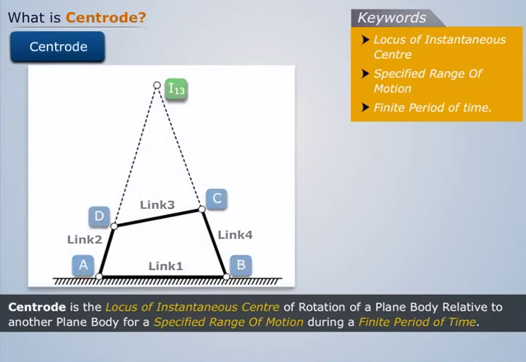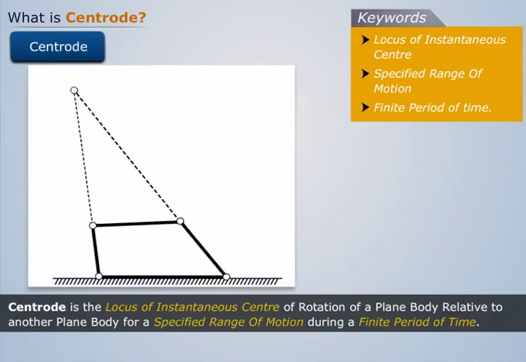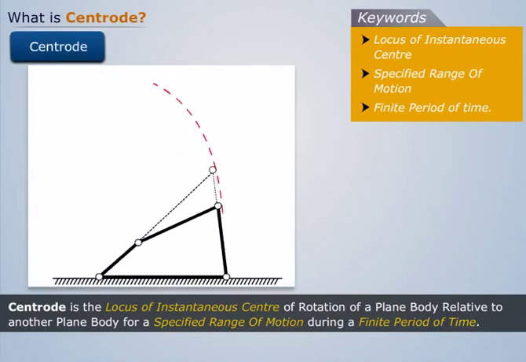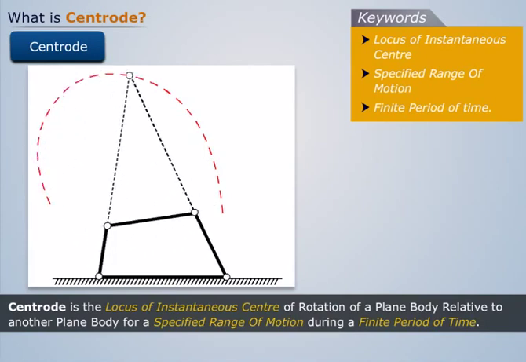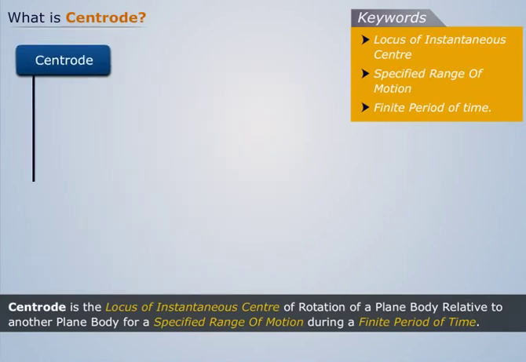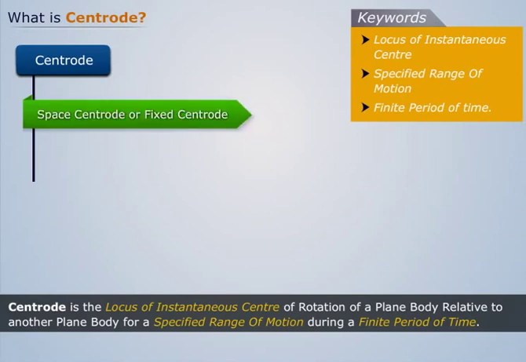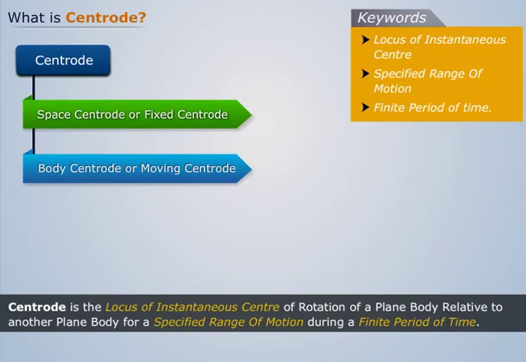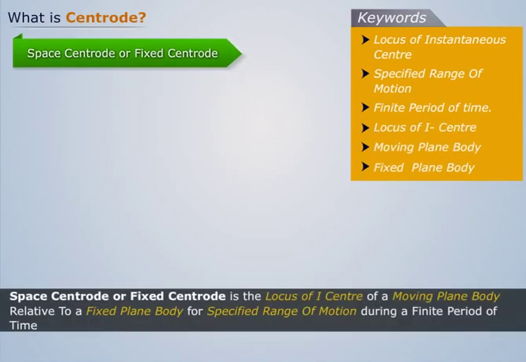Now, if we plot the curve of this moving mechanism by joining all the locations of an I center at different instances, the locus so obtained is called centrode. Centrodes are of two types: space centrode or fixed centrode, and body centrode or moving centrode. Now let's discuss both of these types one by one. Let us start with the space or fixed centrode.